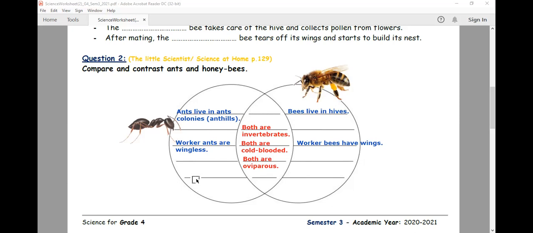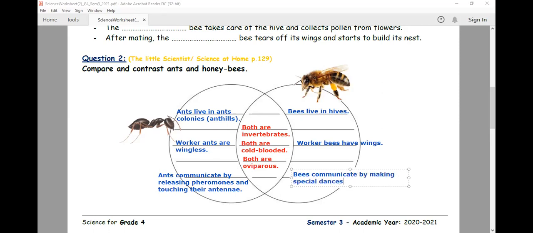How do ants communicate? They communicate by releasing pheromones and by their antennae. That's right. But bees communicate by using special dancing. Bravo. Bees communicate by making special dances.